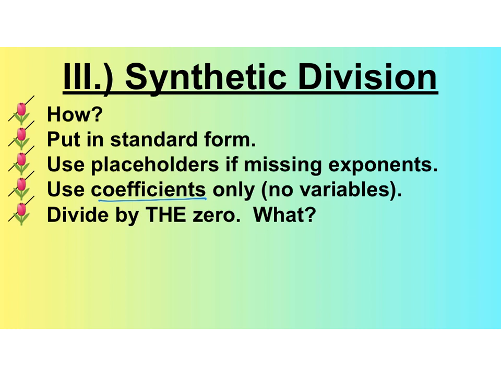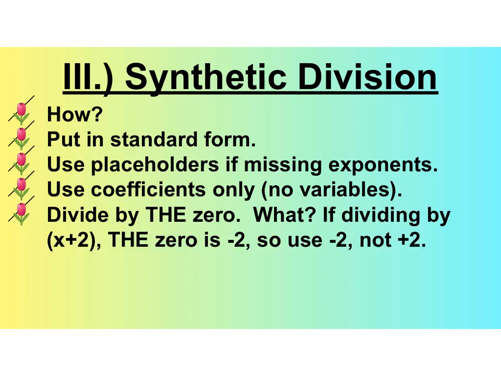And the other thing that's really important is you're dividing by the zero. Not zero, however, you can synthetically divide by the number 0. But in this case, what I'm talking about is the zero of the binomial. So what do I mean by that? Well, if we were dividing by the linear binomial x plus 2, the zero, that means the x-intercept, has a different sign. So we're actually dividing by -2, not +2. You want to divide by -2.